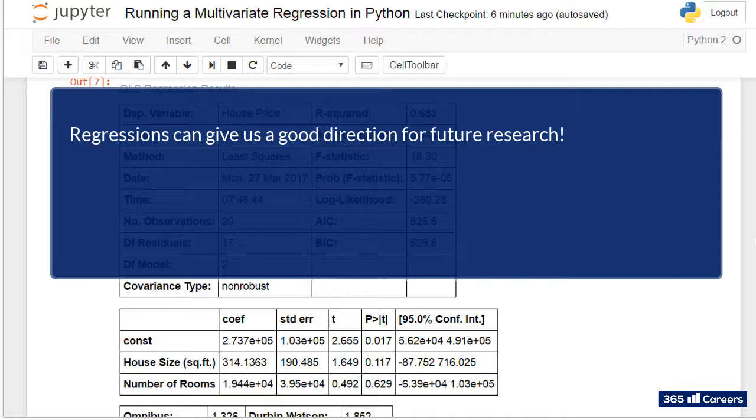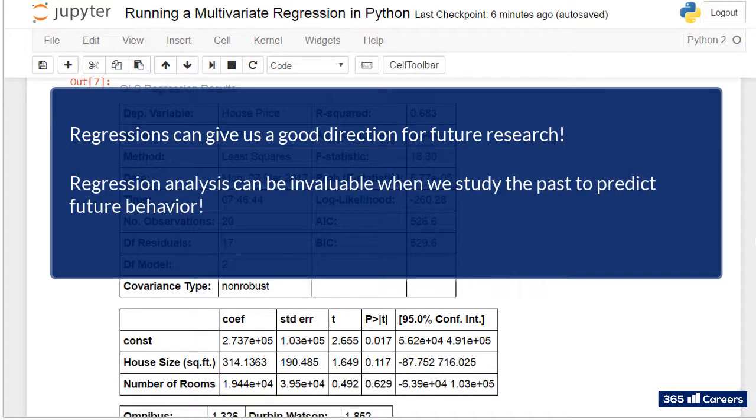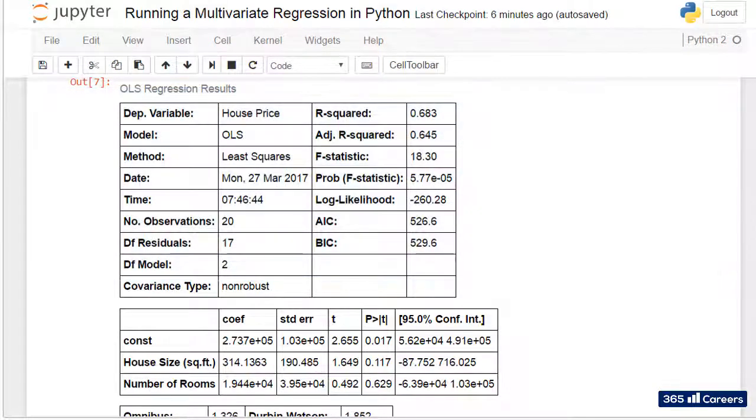Following such a direction could help us assess whether a certain factor influences the phenomenon we are trying to explain. Furthermore, regression analysis can be invaluable when we study the past to understand the future behavior of financial assets like stocks. This will be the main topic of the next section of the course. See you there!